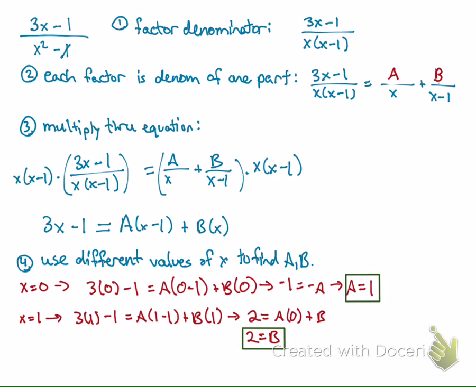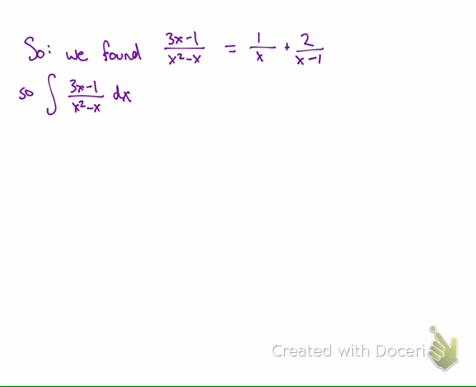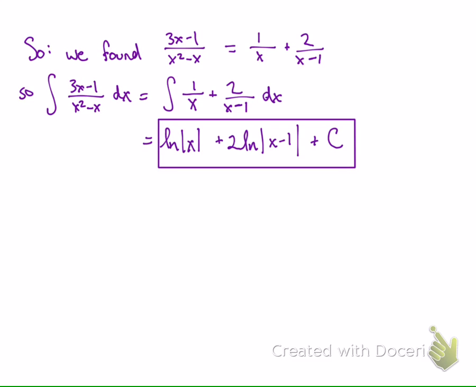So I've found my numerators. Yay! Now I know that the numerator of the fraction with x on the bottom is 1, and the numerator of the fraction with x minus 1 on the bottom is 2. So I've gone backwards. I started with 3x minus 1 over x squared minus x, and I have realized that that is equal to 1 over x plus 2 over x minus 1. That means if I want to do this integral, I can replace the complicated rational function with the sum of two simple ones, and as we saw before, those are antiderivatives we know how to do.